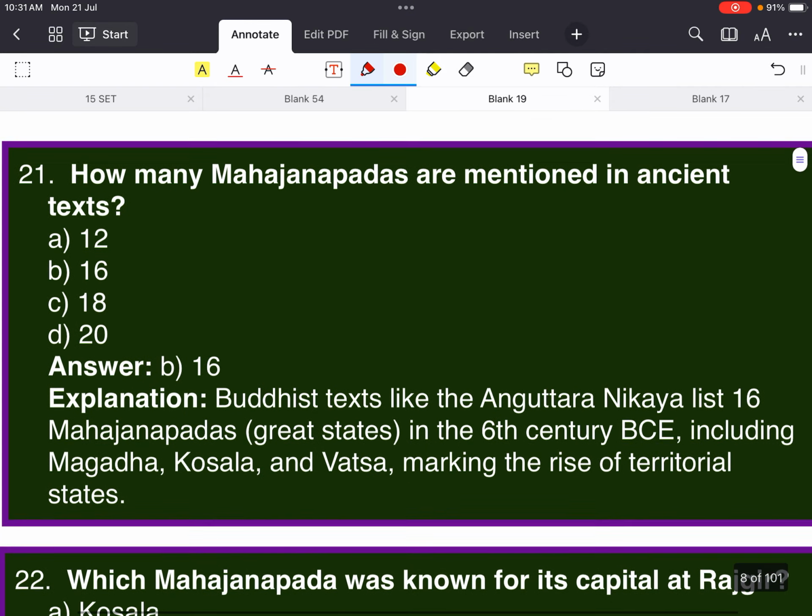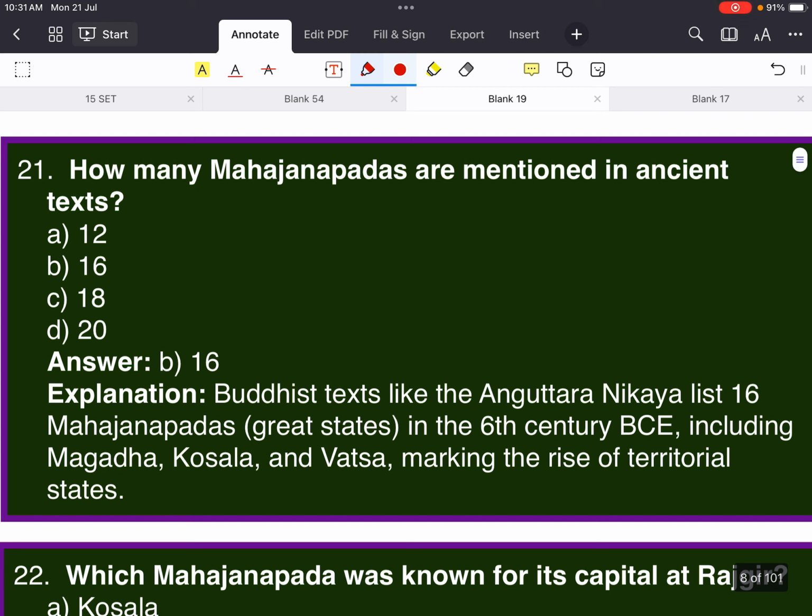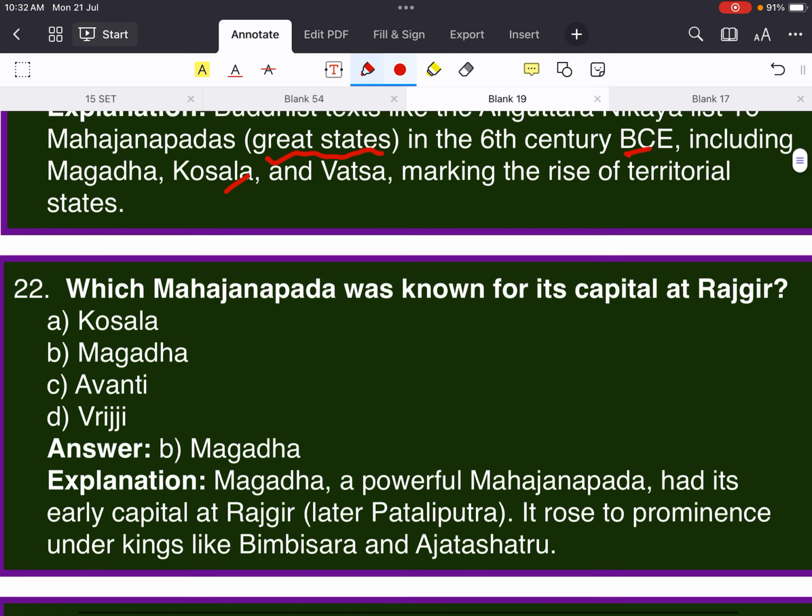Question number 21. How many Mahajanapadas were mentioned in ancient texts? That is option B, 16 Mahajanapadas. Buddhist texts like the Anguttara Nikaya list 16 Mahajanapadas, Mahajanapada meaning great state, in the 6th century BCE, including Magadha, Kosala and Vatsa, marking the rise of territorial states.